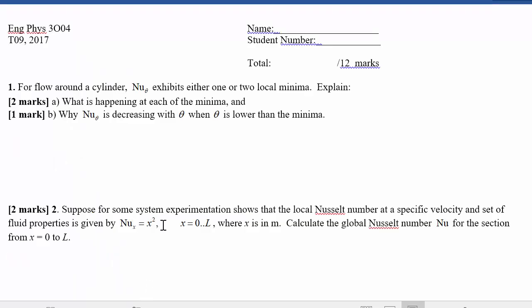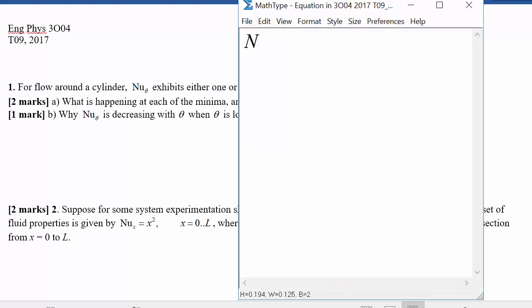Okay, next question. Suppose for some system, experimentation shows the local Nusselt number at a specific velocity and set of fluid properties is given by x squared, for x in the set of 0 to L, where x is in meters. So really this would have to be dimensionless. Calculate the global Nusselt number for the section from 0 to L. So presumably there's some kind of a scaling in here. Don't worry about that.